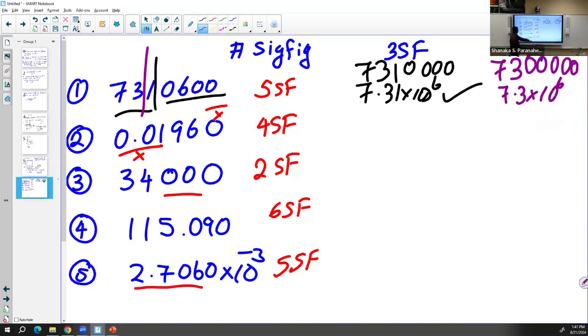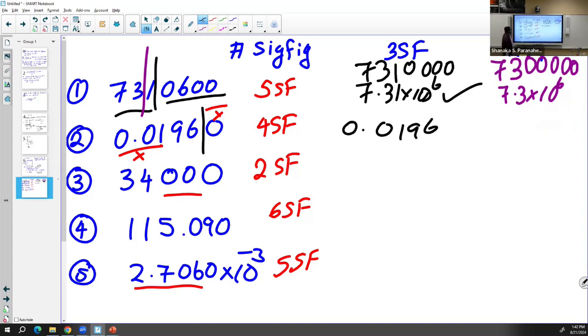I'll try to write the answer again. So next one has 4 significant digits. So we are going to round into 3 significant digits. So simply we can drop the last 0. Once we drop the last 0, it has 3 significant digits. It's going to be 0.019.